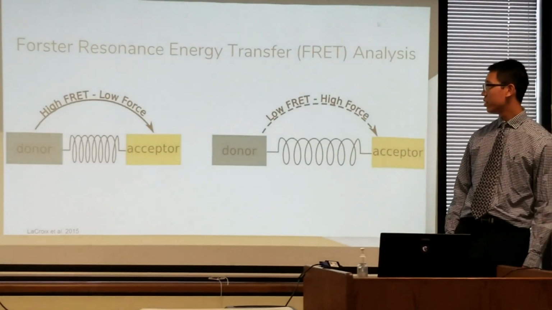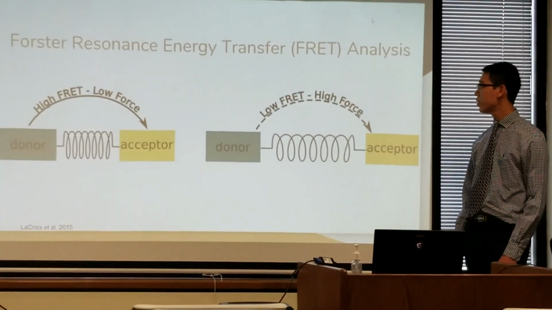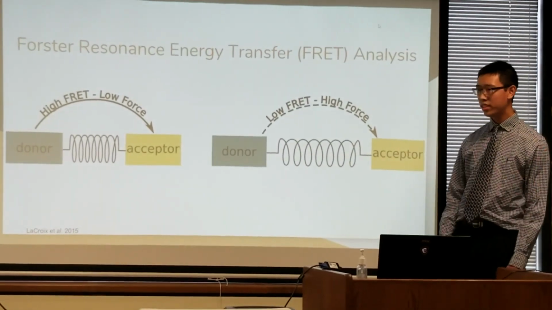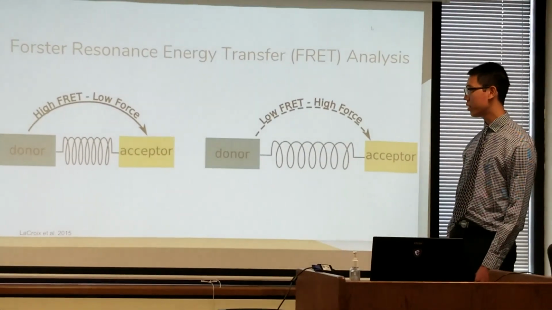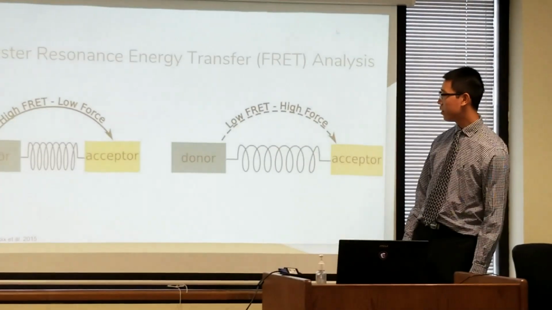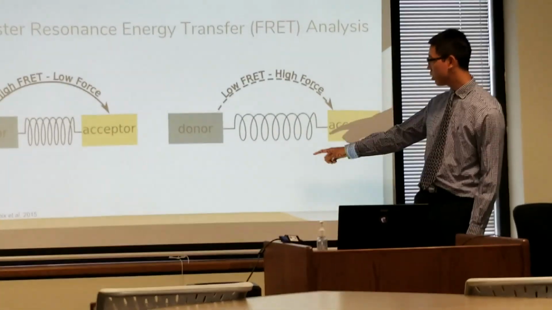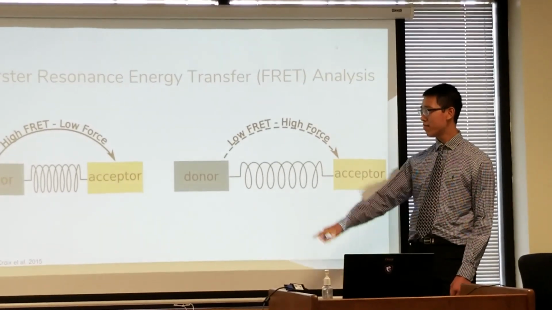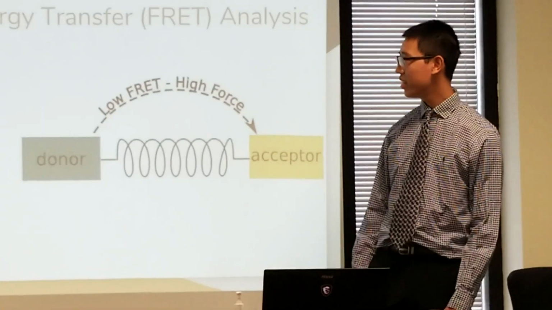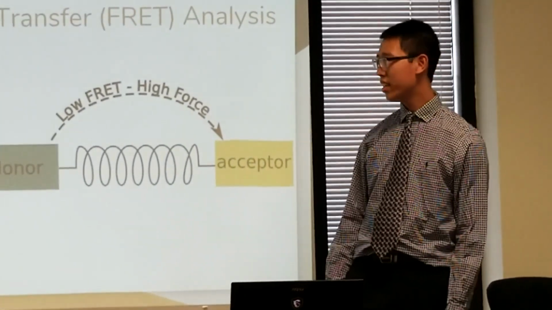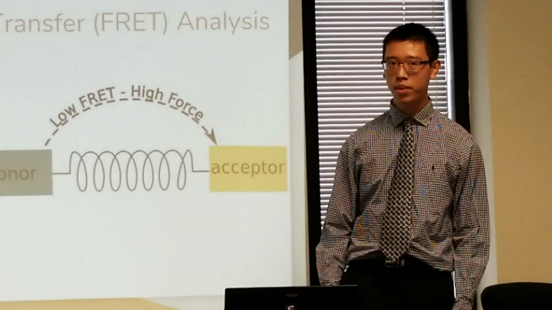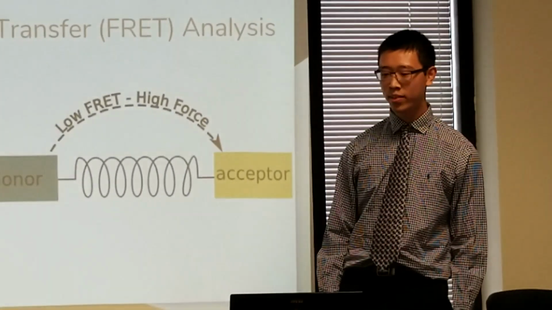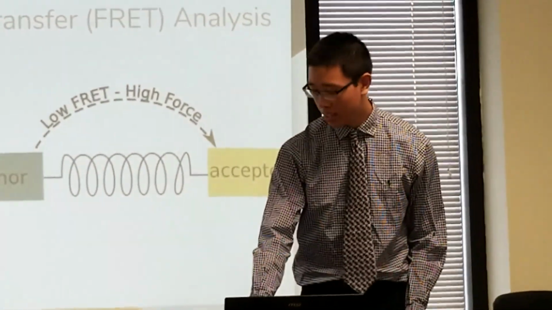So our lab focuses on this Förster resonance energy transfer analysis, which is just FRET. The key takeaway here is that we have a tension sensor that we put inside of the vinculin protein. And it's just like this spring thing inside the protein. And if you have high FRET, when you analyze it, then that means low force. And then vice versa, if you have low FRET measurements, then you have a high force acting on the protein. That's just the main thing that you want to know. High equals low, and then low equals high.